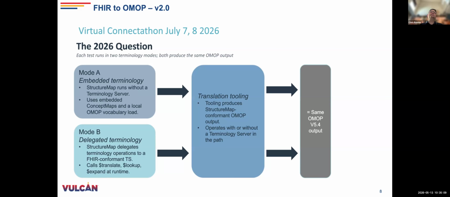So here on the left column, we see the two different ways of doing terms. In the center, we do the structural mapping. And on the far right, we would have the OMOP rows. So that's the main goal of the Connectathon. Thanks.